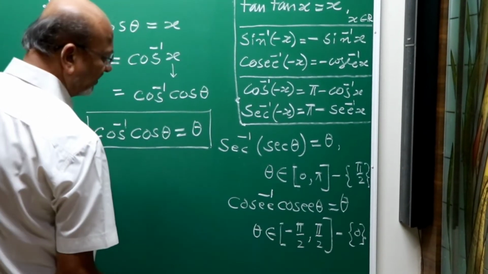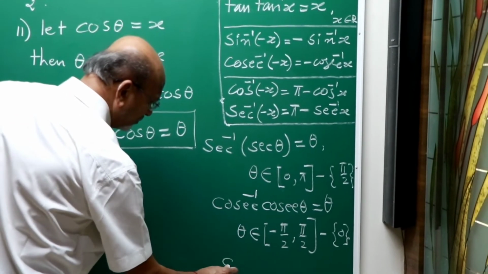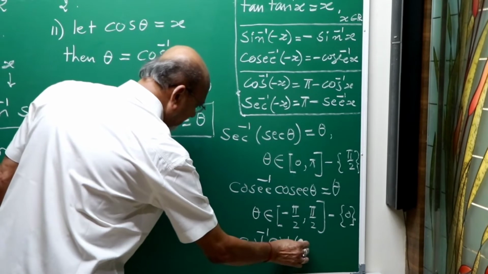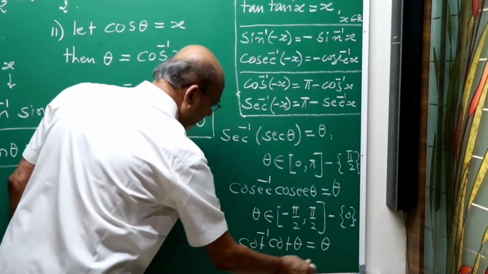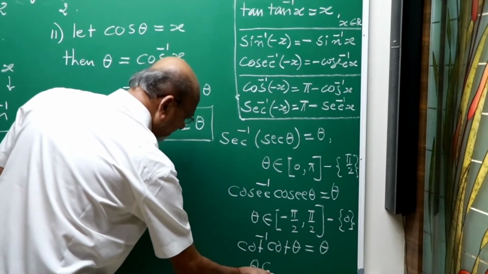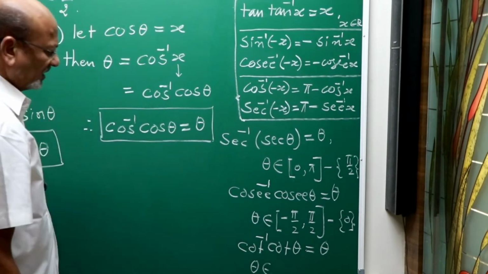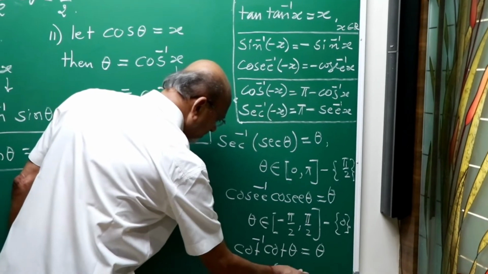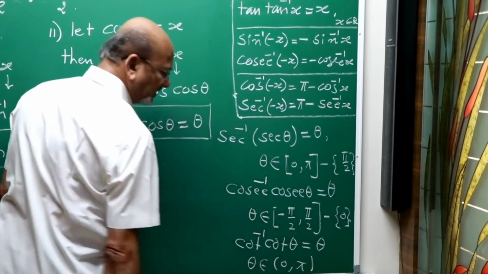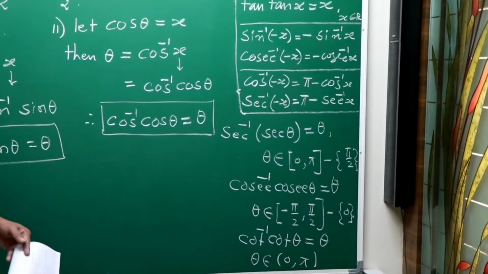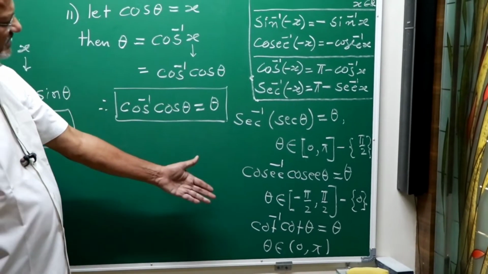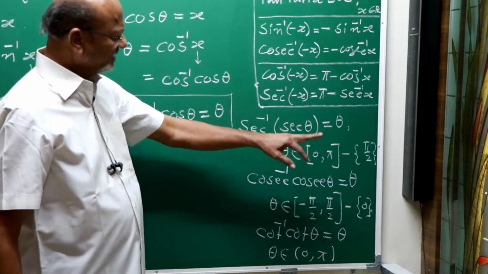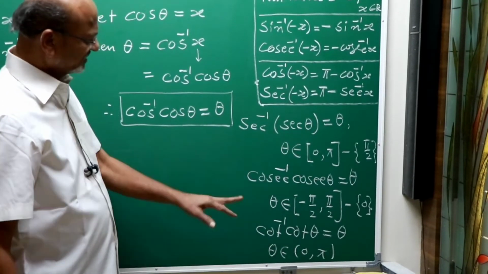Like that, even cot inverse of cot theta is theta. Tell me, my friends, what is theta in this case? Theta belongs to the open interval 0 to pi. Yes, my friends. These are remaining. Again, the method is the same. Let x equal to sec theta, theta is sec inverse x, put the value. You get the same thing.